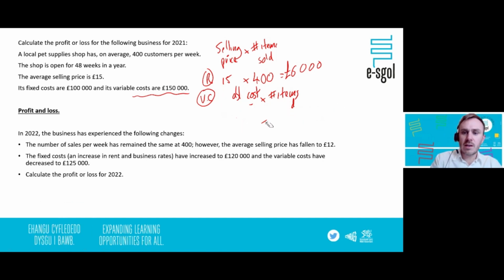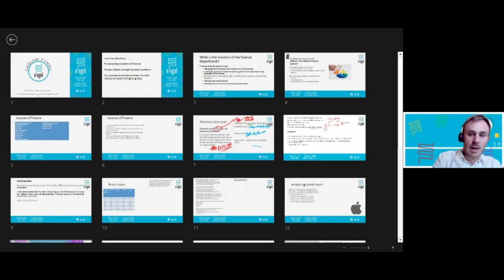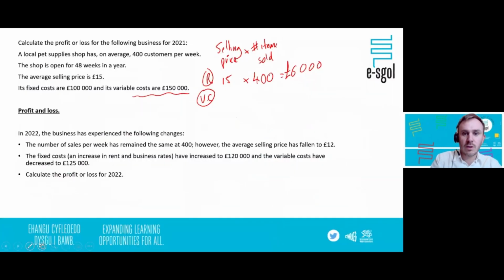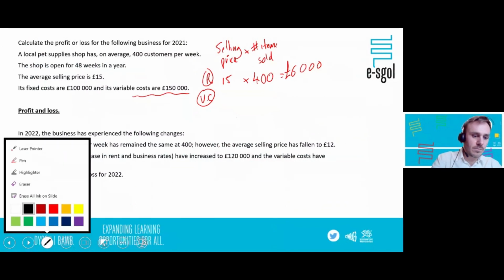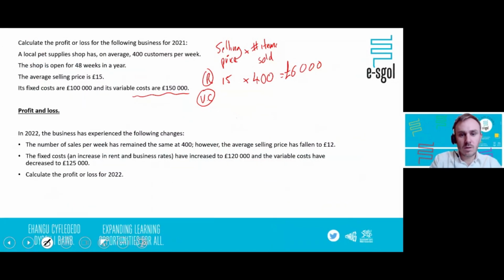Let's just get rid of that for a second. Okay, we can add our fixed costs and our variable costs together because we've already established that that's how we calculate our total costs. Just get my pen back on. So we have 100,000 and 150,000. So that gives us £250,000 in terms of our total costs.